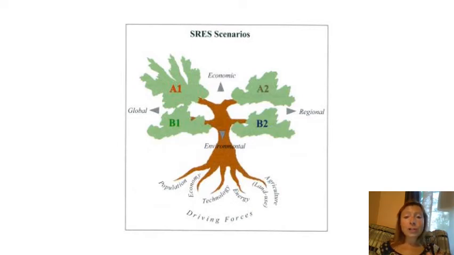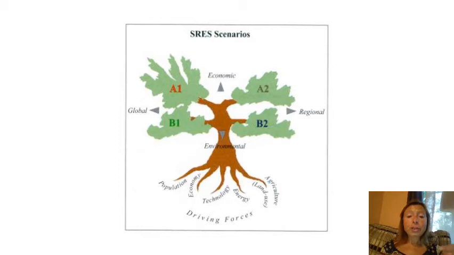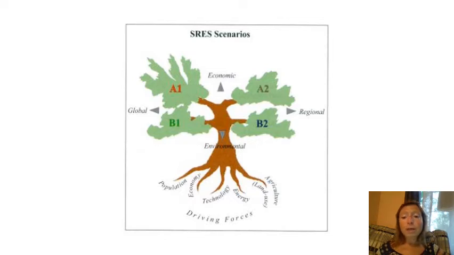So within the SRES scenarios, there are four major groups. Essentially, A1 is a priority of global and economic interests. The A2 is economic and regional, and then global and environmental would be B1, and then regional and environmental will be B2. At the bottom of the tree, you see all these different driving forces that are creating these scenarios. This includes the population growth, the development of our economy, the development of technology, energy choices, land use, and agriculture.